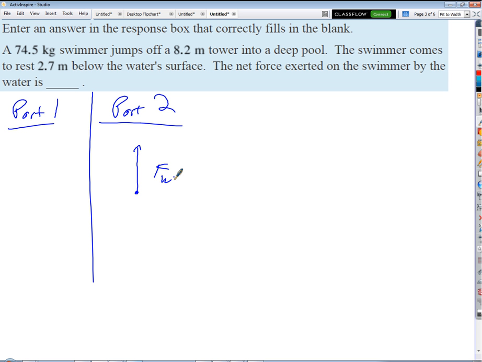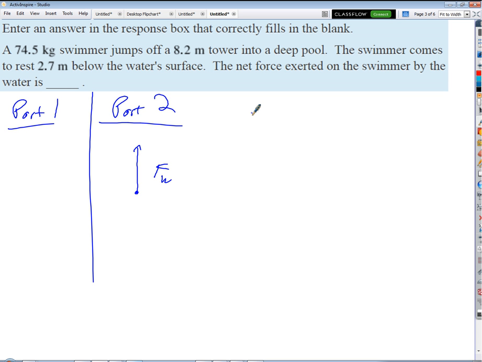The net force is the sum of all the forces acting on an object. Well, there's only one of them, so the net force is just the force of the water. Newton's second law tells us that net force equals what? F equals ma. And really when we say F equals ma, we mean F, meaning net force, equals ma, right? So the water's force, whatever that is, equals ma.